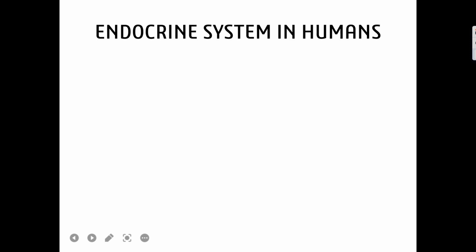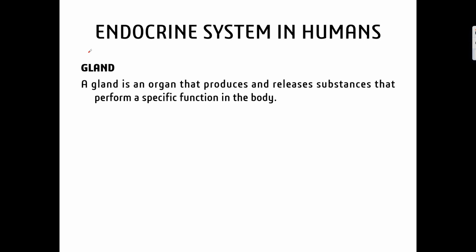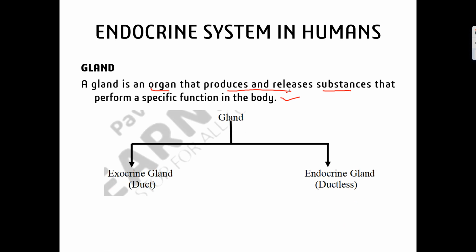This endocrine system, if you remember, I have told you, is made up of glands. So what is a gland? A gland is an organ that produces and secretes certain substances which have some specific function in the body. In our body, there are two types of glands, exocrine glands and endocrine glands. Exocrine glands are called duct glands.